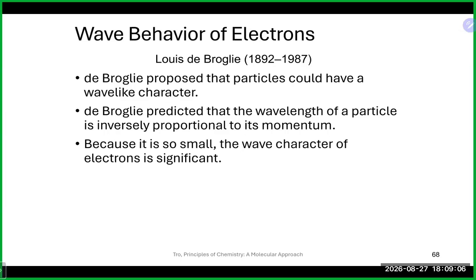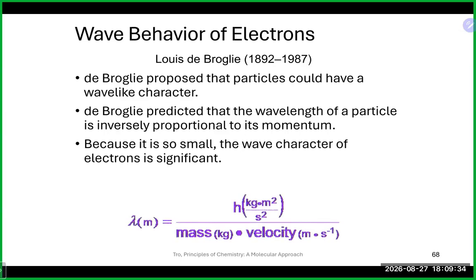And deBroglie predicted that the wavelength of a particle is inversely proportional to its momentum. And because they're really small, the wave character of electrons is significant. So again, it's this idea of the dual nature of light, that particles can have particle-like function, obviously, but they can also possess some wave-like function, and vice versa. And deBroglie came up with this equation for the wavelength of particles. This is sometimes referred to as the deBroglie wavelength.